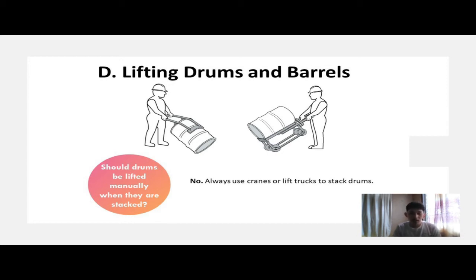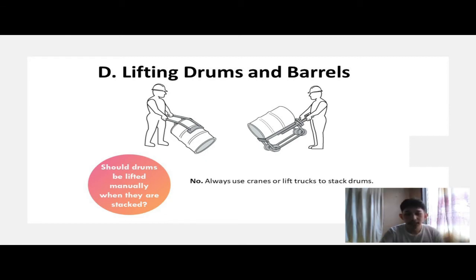So in this slide, there is a question here. Should drums be lifted manually when they are stacked? The answer is no. Always use cranes or lift trucks to stack drums. Stacked drums are difficult to transfer with the physical strength of a person alone.